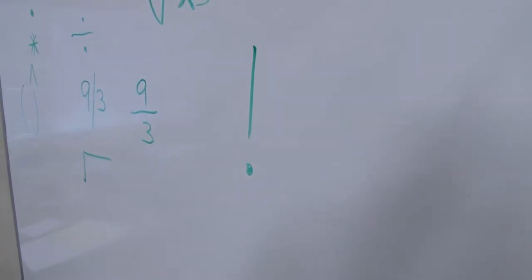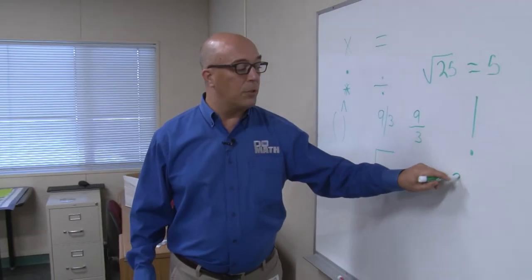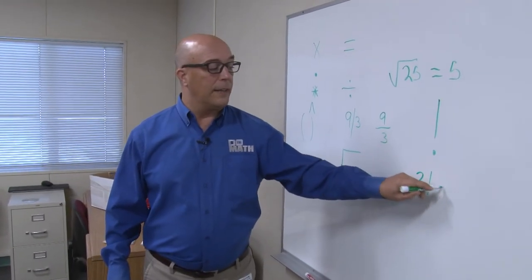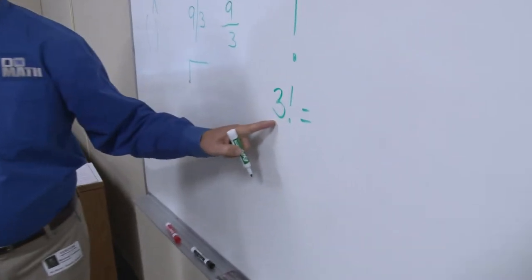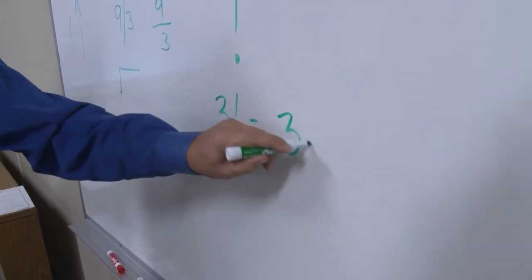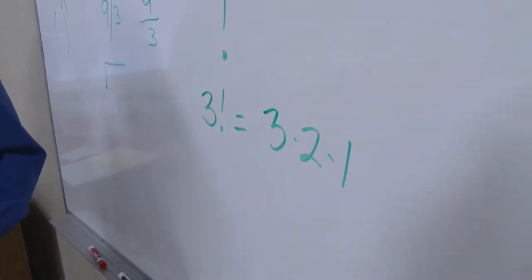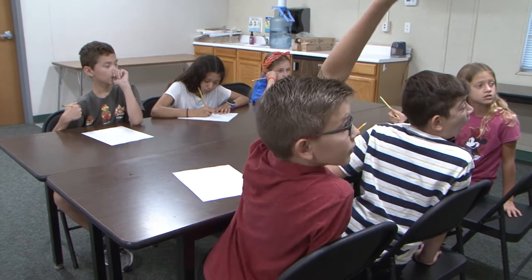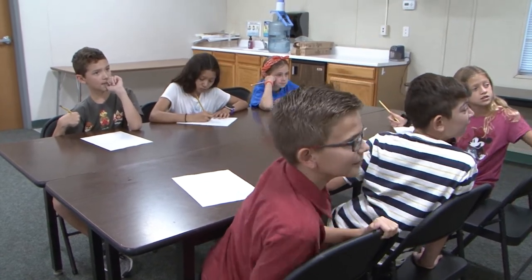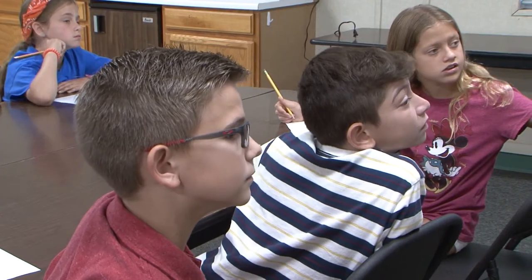Okay, here's the way a factorial works. If I do 3 factorial, okay, that's equal to, you take the first number and you multiply it by all other numbers until you get to 1. So it means 3 times 2 times 1. What does that equal? What's 3 times 2? 6. 6 times 1? 6. So 3 factorial is equal to 6. You see how that works?